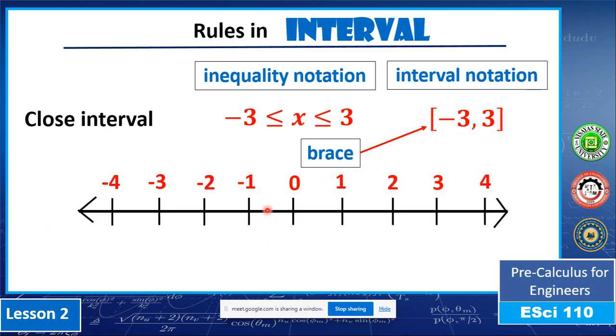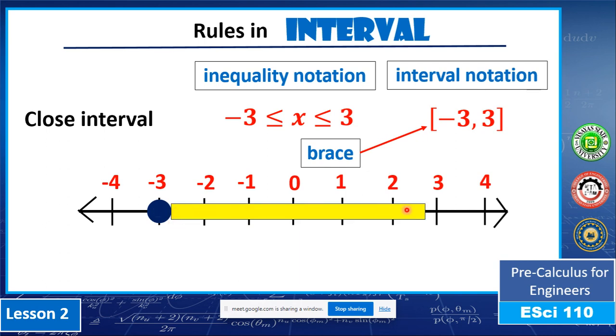For the brace, if you're going to plot this, don't use a hollow circle, since the values of 3 and -3 are included, so it will be a solid circle. Then you put a line or highlight on those included numbers, between -3 and 3, and finally at the point 3 you will have a solid round circle. So this is how you plot closed interval notations.